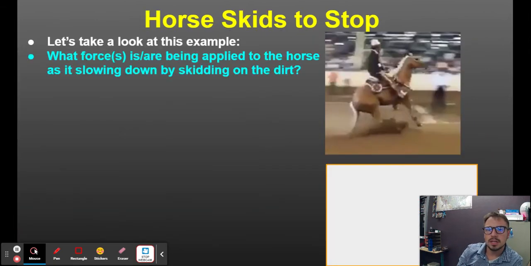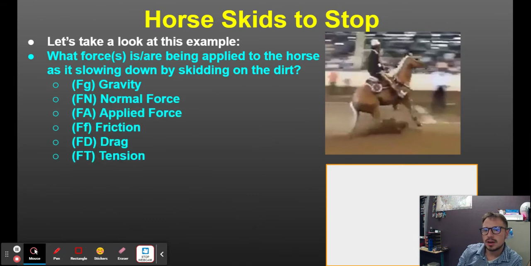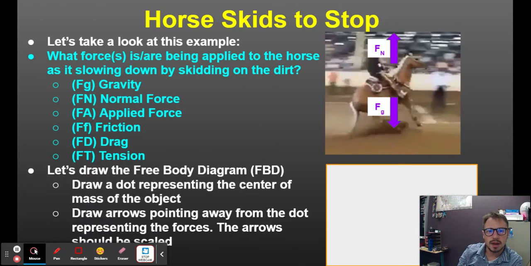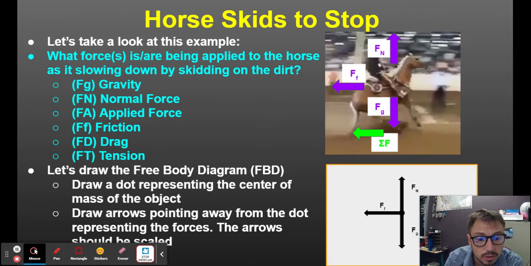So if we look at this example, I know the forces that are acting on this horse are going to be gravity, the normal force, and frictional force, and that's it, right? Now it may be moving in the right direction, but remember, the acceleration is caused by that net force, so it's accelerating in the left direction because it's slowing down.